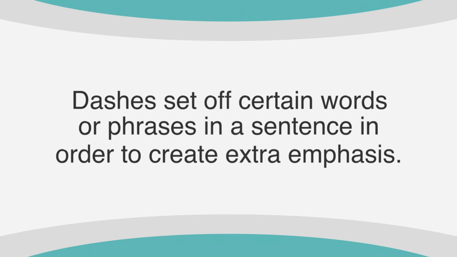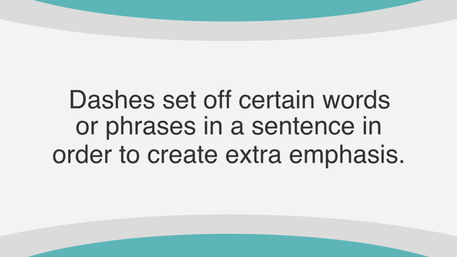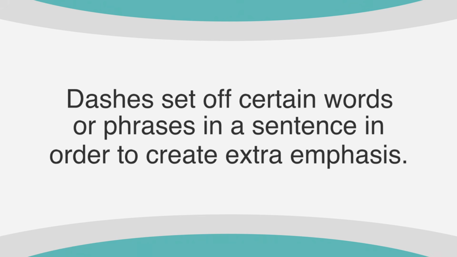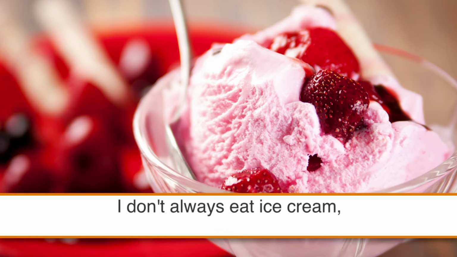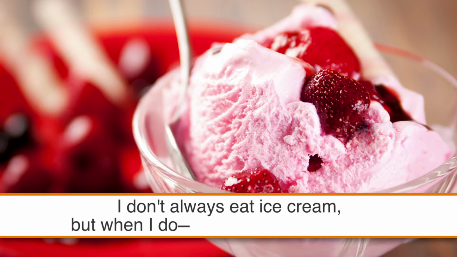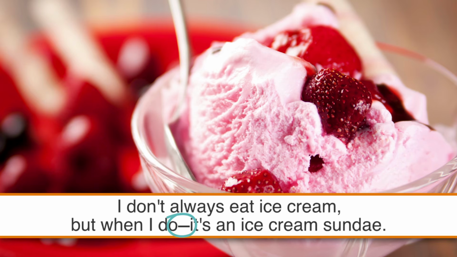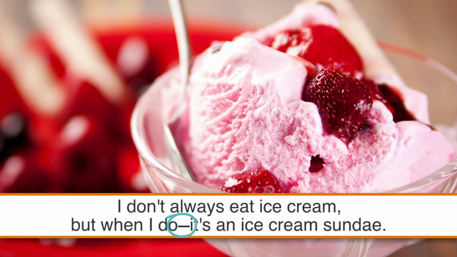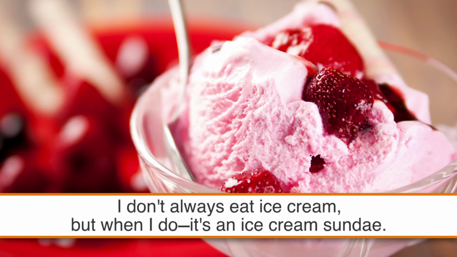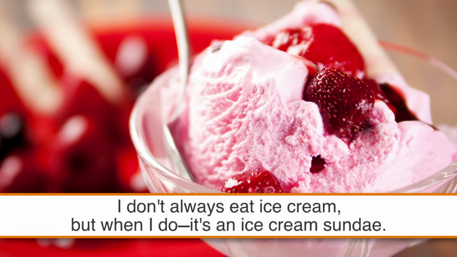Dashes are used to set off certain words or phrases in a sentence in order to create extra emphasis. For example, I don't always eat ice cream, but when I do, dash, it's an ice cream sundae. In this sentence, the dash is emphasizing information at the end of the sentence. It's an ice cream sundae.